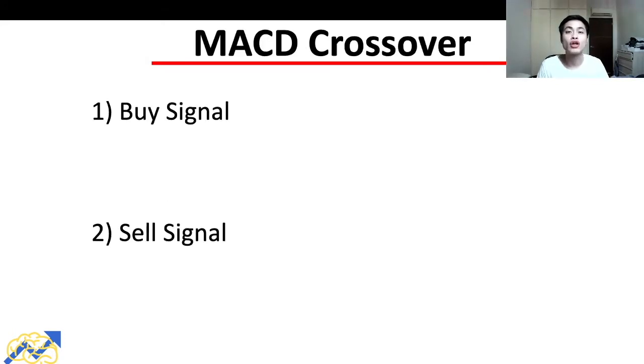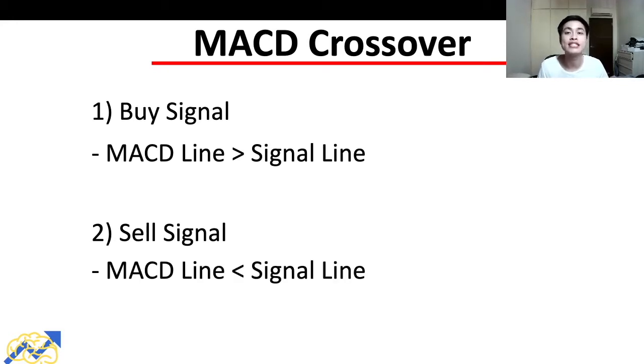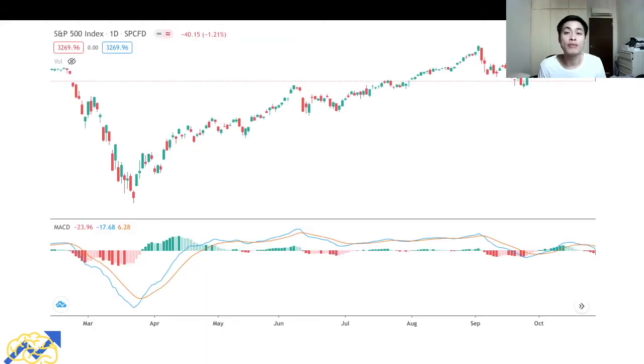For the MACD crossover strategy, it provides us two signals, a buy signal and a sell signal. The buy signal is indicated when the MACD line is above the signal line, and a sell signal is indicated when the MACD line is below the signal line. Let's take a look at an example of how we can use this MACD crossover strategy on our price chart. We'll begin from the left side of the chart and move toward the right side of the chart.